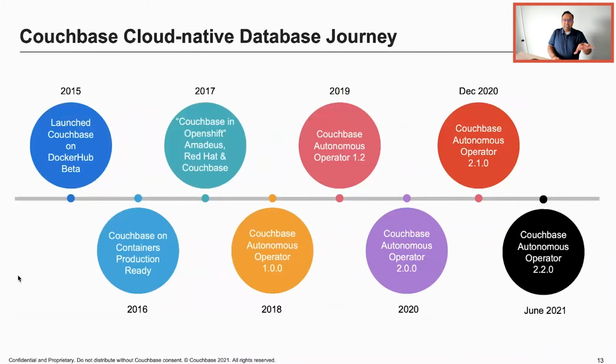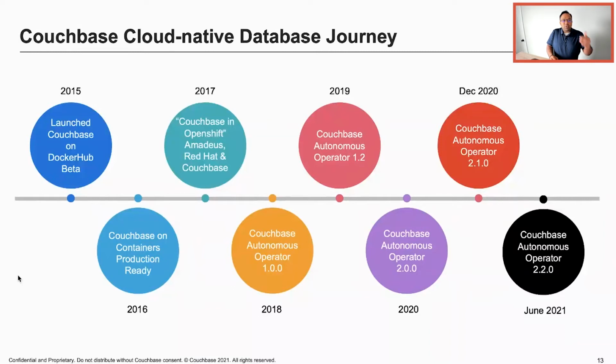In 2017, we partnered with one of our tier 1 customers, Amadeus, and partner Red Hat in building a proof of concept of running Couchbase on OpenShift. OpenShift is an enterprise Kubernetes platform. That was hugely successful. We in fact did a presentation at the Red Hat Summit in Boston in 2017, and this was one of the best rated sessions.